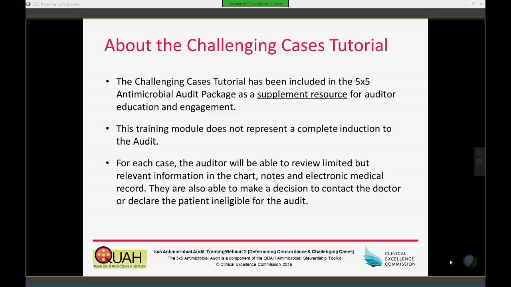Today we're going to be looking at 4 cases, and for each one the auditor will be able to review limited but relevant information from the chart, the notes and the electronic medical record in order to make their decisions. They're also able to make a decision to contact the doctor or declare the patient ineligible for the audit.